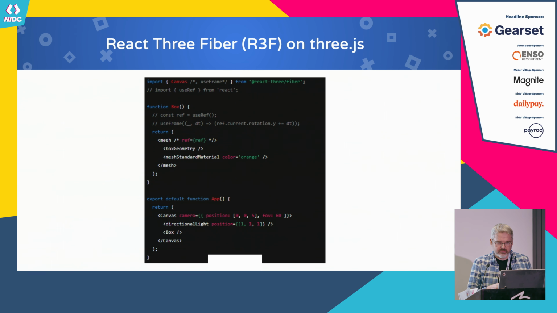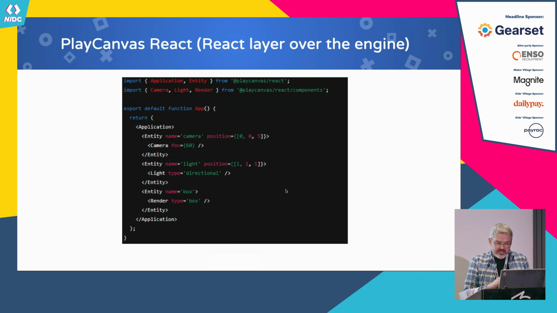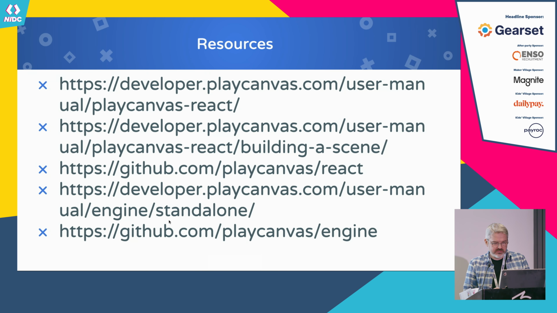So now we've got React 3 Fiber. Hey, that's a lot simpler. You can use the JSX format and pull in your components and specify them all there. And here's the PlayCanvas equivalent, and I think that's even cleaner again. So this is quite nice. As I was saying before, you can create your entities and all that sort of stuff. And there's a load of resources here.